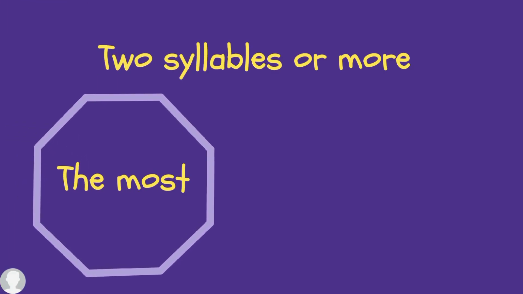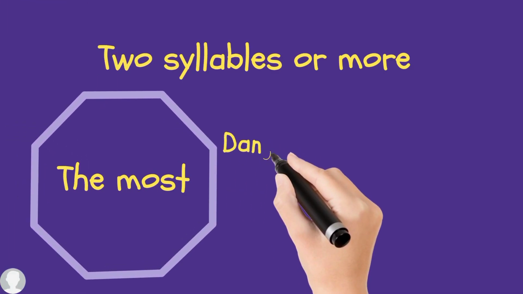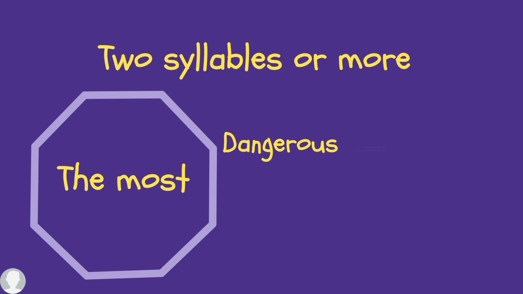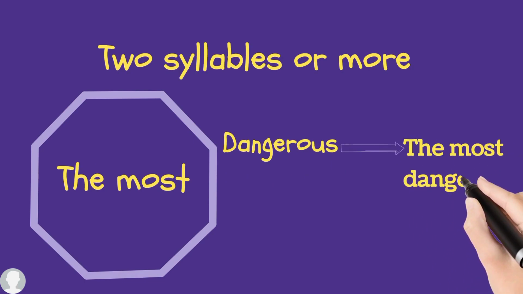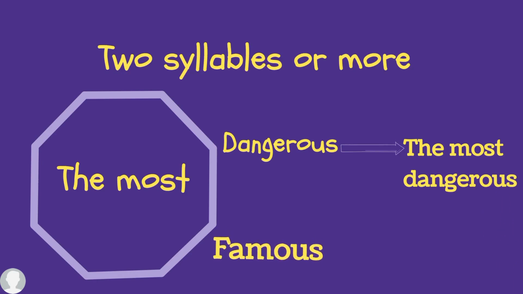For adjectives that are two syllables or more, we use the words "the most" before the adjective. For example, dangerous becomes the most dangerous. Famous becomes the most famous.